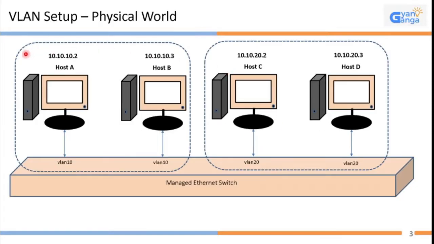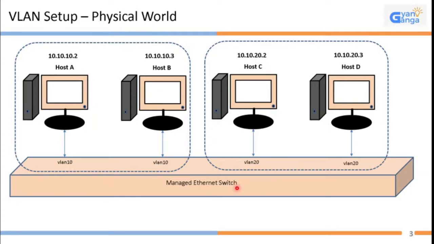Now, this setup we would have seen in the physical world, where we would have one managed switch and PCs which were connected to the managed switch based on the VLAN. In this case, we have connected two PCs to VLAN 10 and the other two PCs or laptops to VLAN 20. In this way, we would have set up the VLAN, with multiple broadcasting domains within the same physical switch.